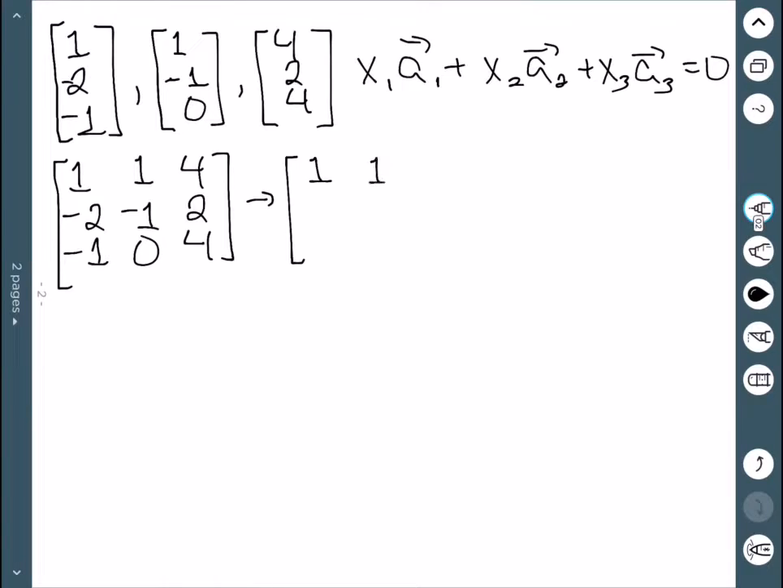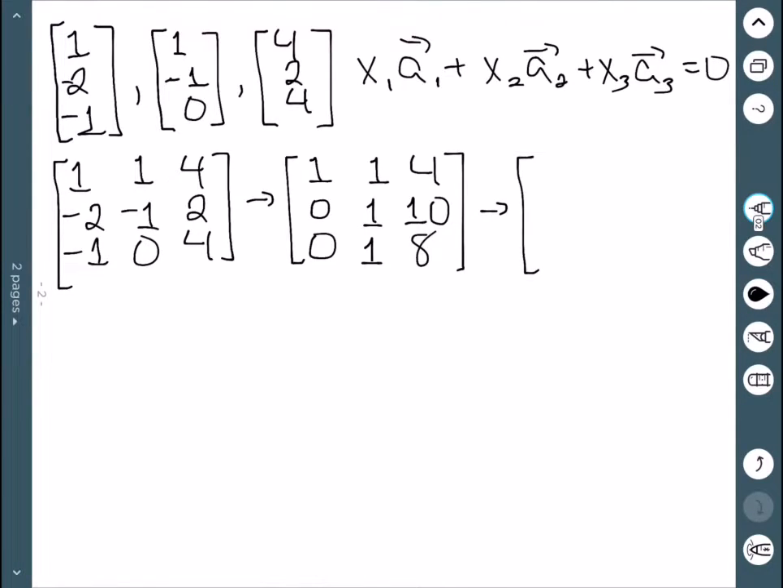I have a 1 in the first row, first column. I want to get zeros below it. The first one's a -2, so I'll do 2 row 1 plus row 2. That would be 2 minus 2 is 0, 2 minus 1 is 2, and 8 plus 2 is 10. For my third row, I can just add row 1 and row 3. 1 minus 1 is 0, 1 plus 0 is 1, and 4 plus 4 is 8, sorry. Fix that.